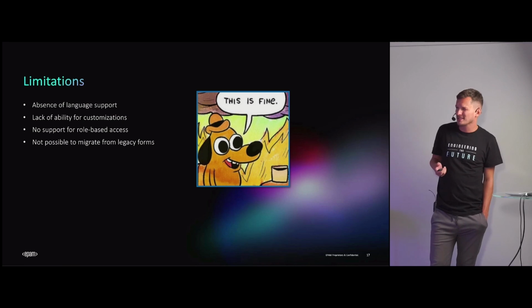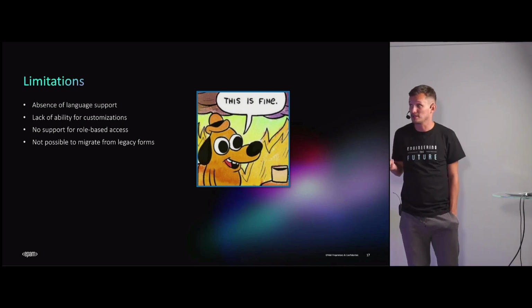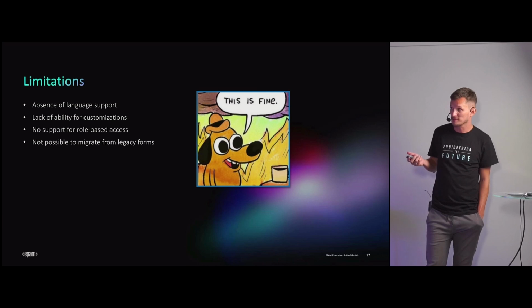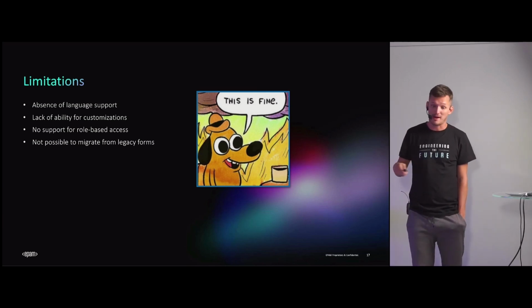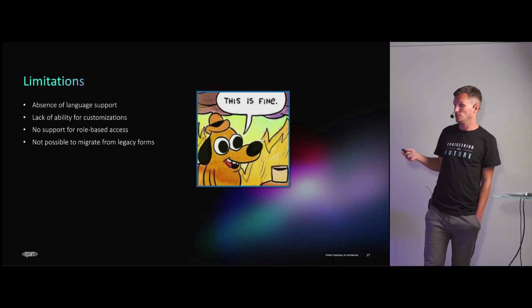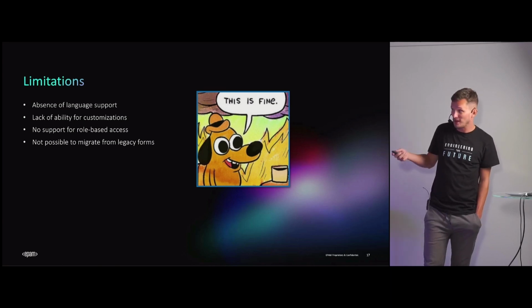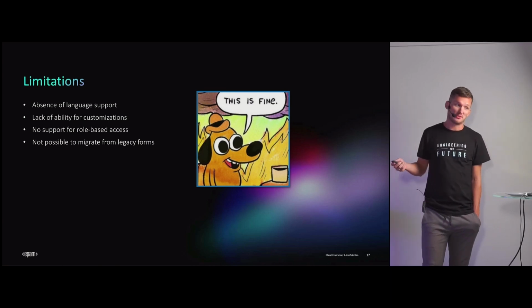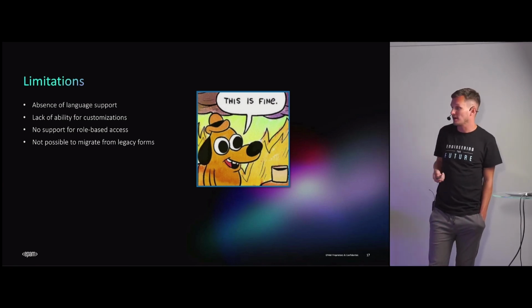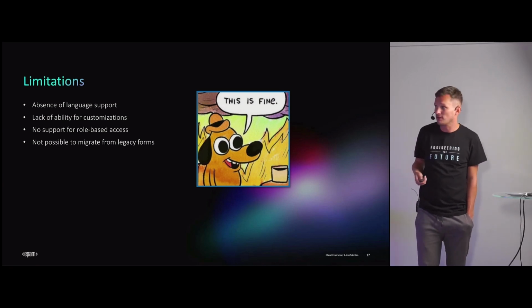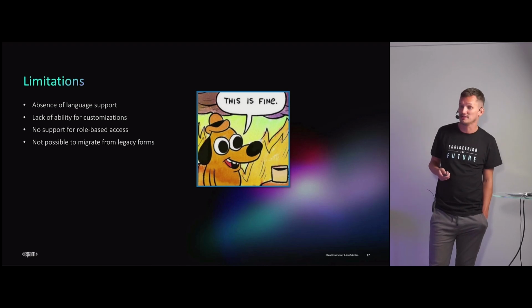And the last one, from the big ones, is that it's not possible to migrate from legacy forms. So if you have a big project with many forms on XP and you are migrating to XM Cloud and you want to migrate forms as well, it's not possible. You just need to create them from scratch, manually. So imagine if you have hundreds or thousands of forms, that's going to be time-consuming for sure.